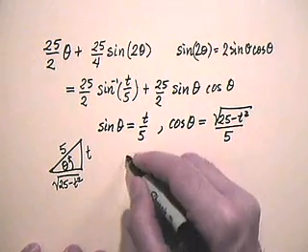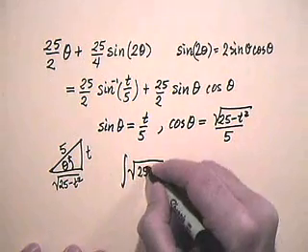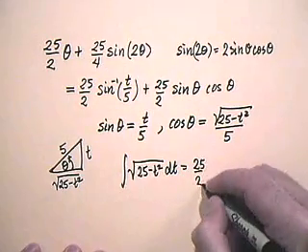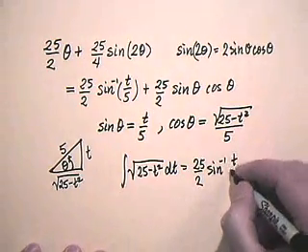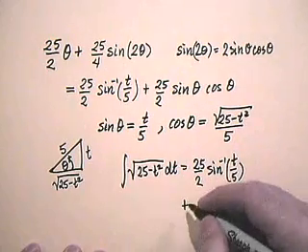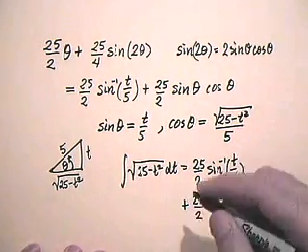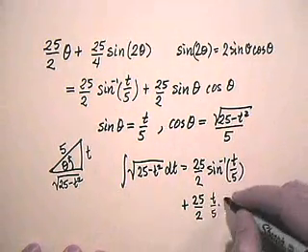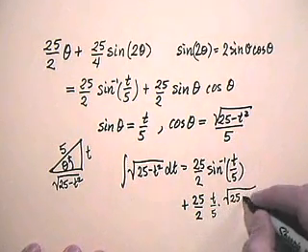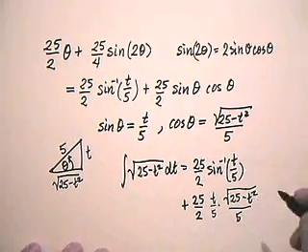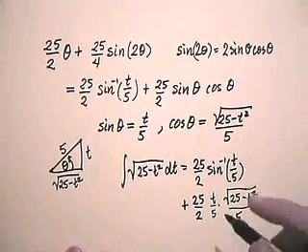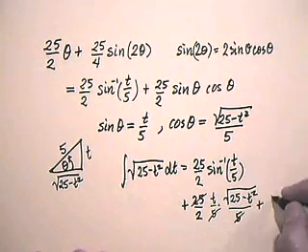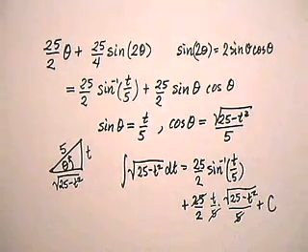And so our integral, square root of 25 minus t squared dt, then becomes 25 halves sine inverse t over 5 plus 25 halves times t over 5 times radical 25 minus t squared all over 5. And notice the 5 times 5 is 25. They cancel. And of course, in the end, we have to remember to add the big capital C.